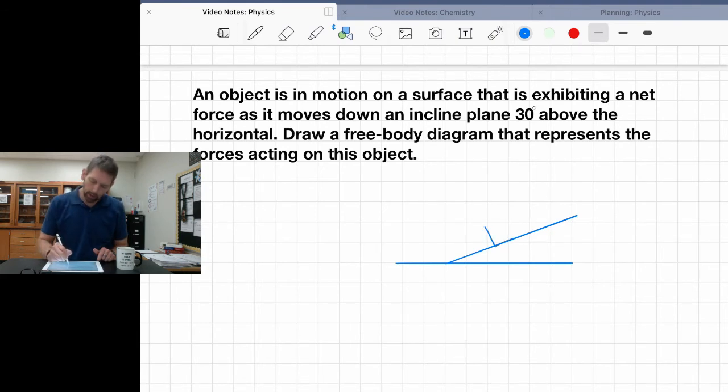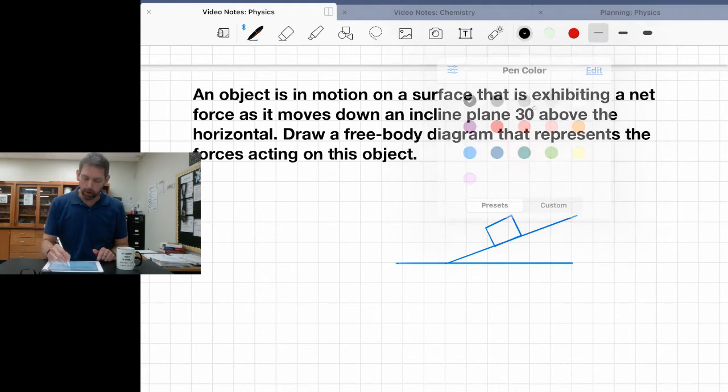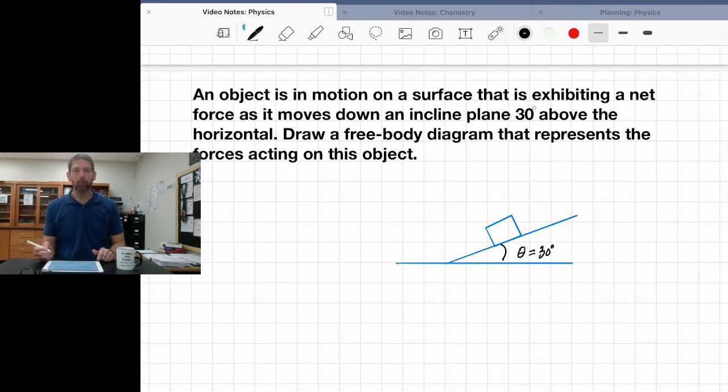Then let me get an object on that. All right, now let me get some contrast going here. We have an object at 30 degrees. We typically use the symbol theta, and then we put the value of theta on there. So it's exhibiting a net force as it moves down. If it's moving down, it obviously has to be in motion. So let's think about this. We go to the center of mass.